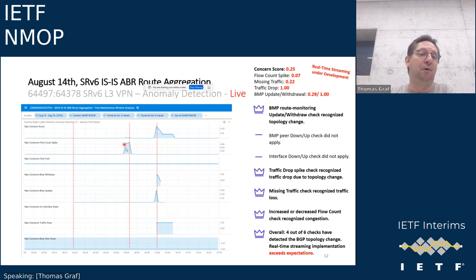While at the point where there were flow count spikes, so basically congestion being observed, we are more conservative on the overall concern scoring. So looking at the overall score, we see that basically 4 out of 6 checks in this case have been applied. We are also very much pleased with the auto profiling, how the outliers were being detected in this case.